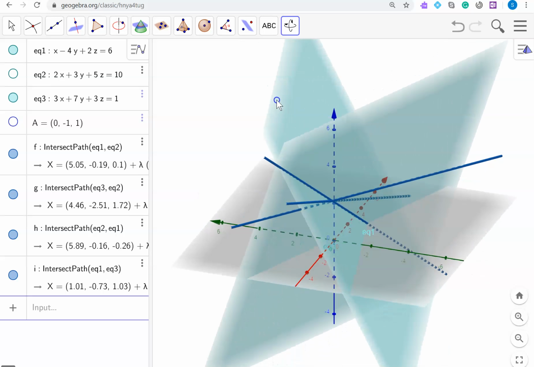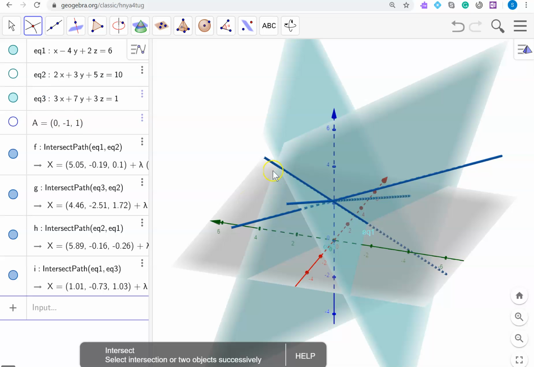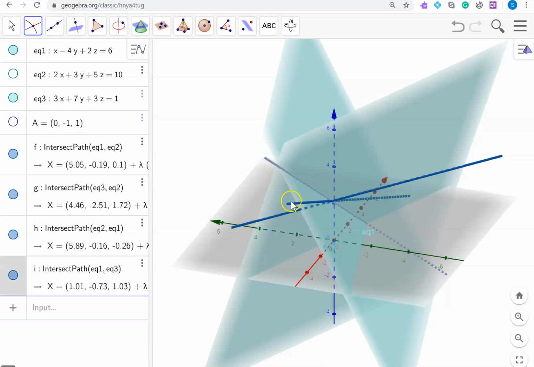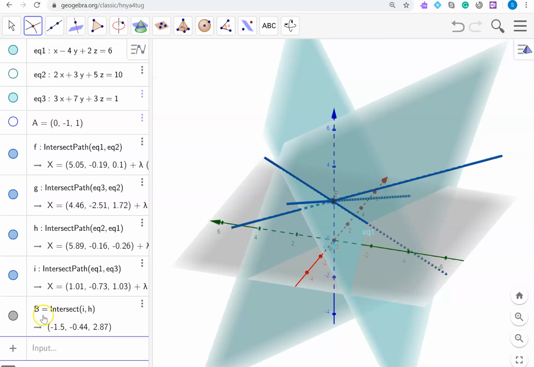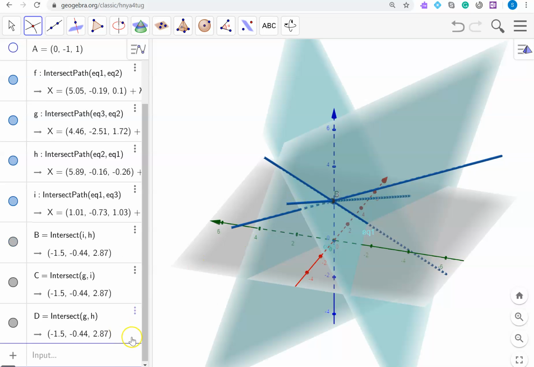How do I know if that is actually the case? Well, there's a function over here that allows me to find the intersection of two lines. So I'm going to look for the intersection of that line and this line, and it tells me it's this point B over here that has the coordinates minus 1.5, minus 0.44, and minus 2.87. And I'm going to look for the intersection of this line and that line. Oh, it's exactly the same. And then I'm going to look for the intersection of this line and that line, and it's also the same.